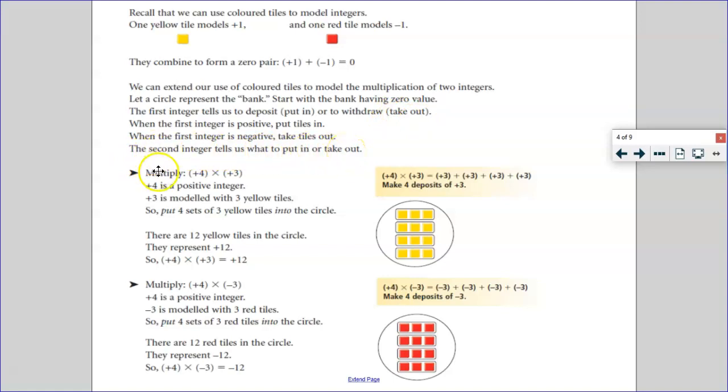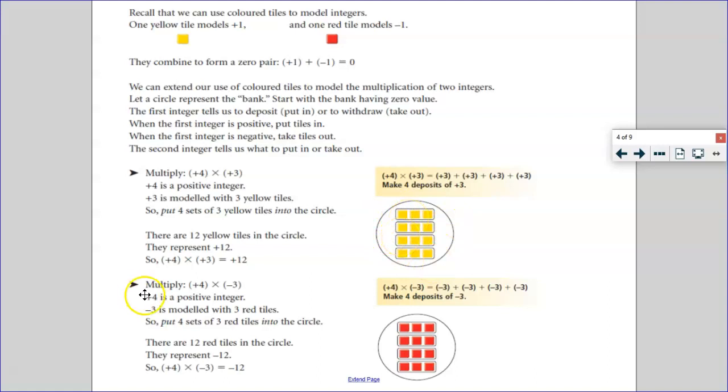So here's an example. Positive 4 times positive 3. Positive 4 is a positive integer. The 3 is modeled with yellow tiles because yellow is positive. So you put 4 sets of 3 yellow tiles into the circle. Count them up and you get positive 12.